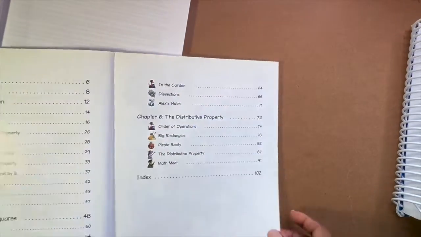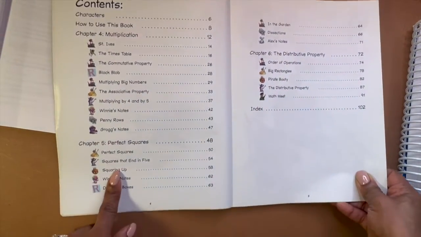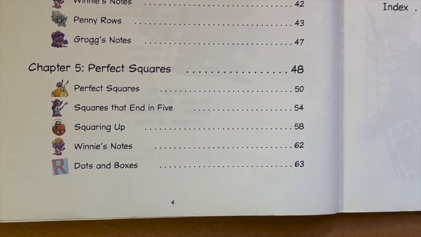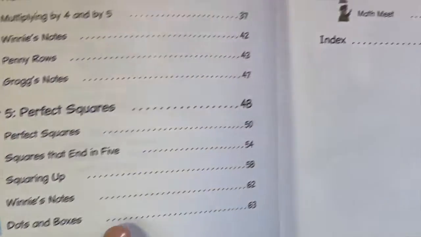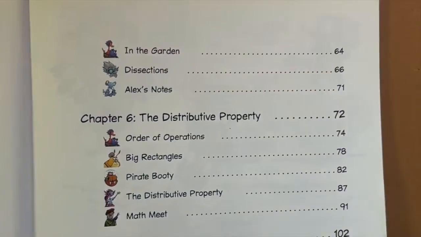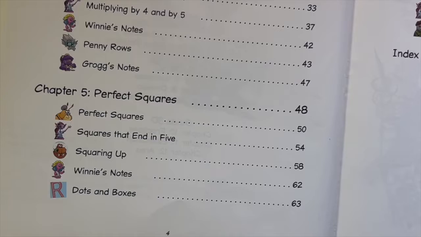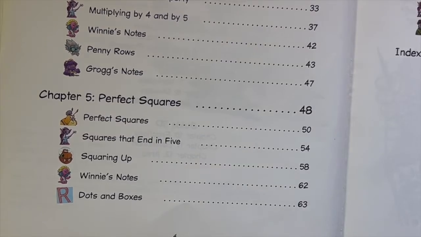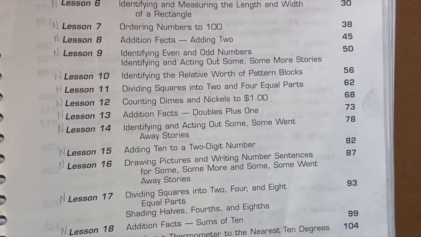Beast Academy, chapter 5, perfect squares, okay? Perfect squares, squaring up, dots and boxes, in the garden. Of course, these titles probably will mean nothing to you, but this is perfect squares, which you're still going to be dealing with geometry. Then for Saxon Math, I stopped at 21.